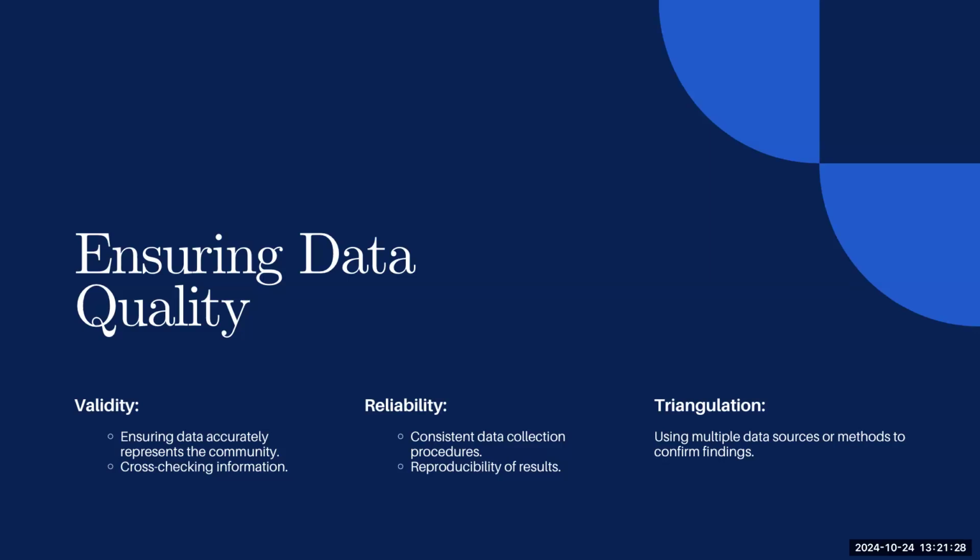Okay, and then the last thing that we have is triangulation, which is a powerful technique for confirming findings by using multiple data sources or methods. And really, it enhances data quality by providing more comprehensive perspectives. So for example, if you're studying online communities, triangulating insights from forum discussions, direct interviews, and engagement metrics offers a broader understanding of user behaviors and attitudes.